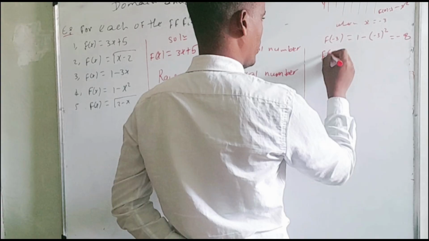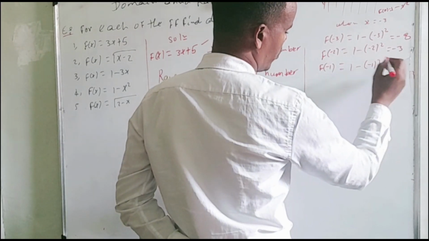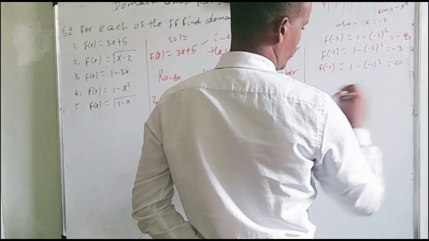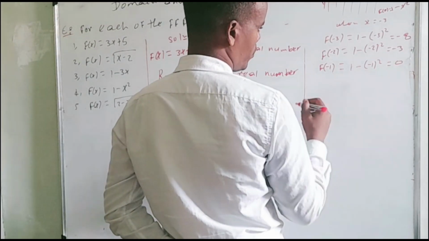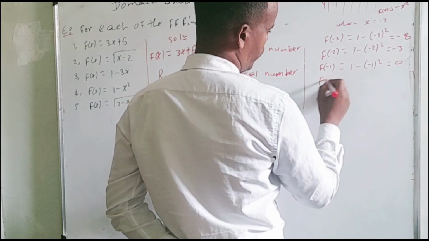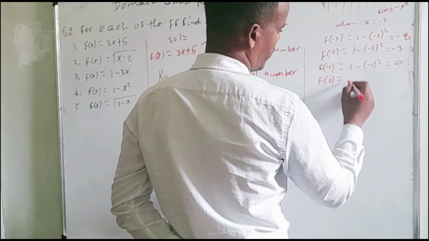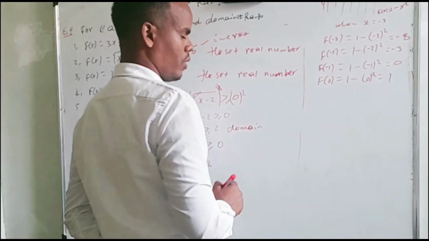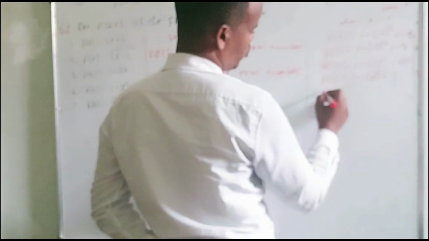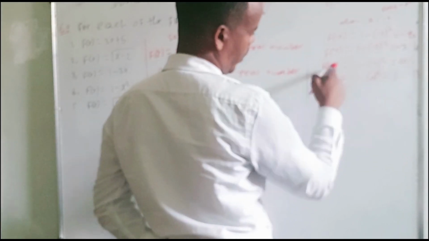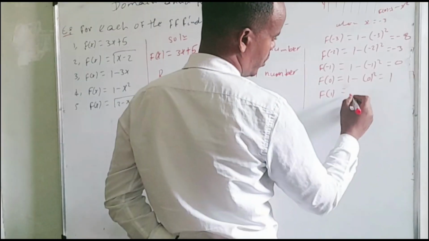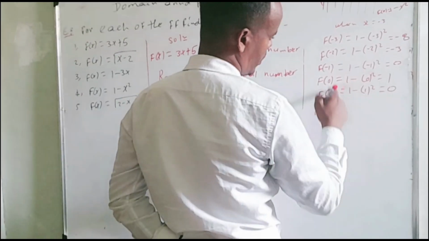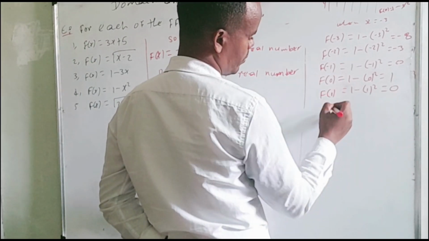And also f of minus 1 is 1 minus negative 1 to the power of 2. Negative 1 to the power of 2 is 1, and 1 minus 1 is 0. f of 0 is equal to 1 minus 0 to the power of 2, which is 1. That is the y intercept. And the next one is f of 1, which is 1 minus 1 to the power of 2, which is 0.